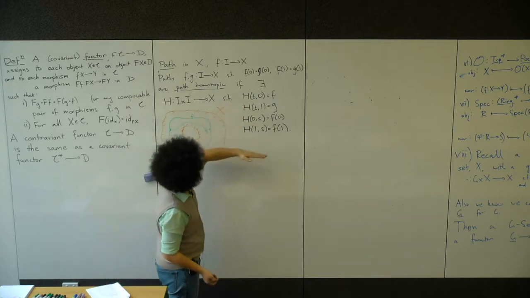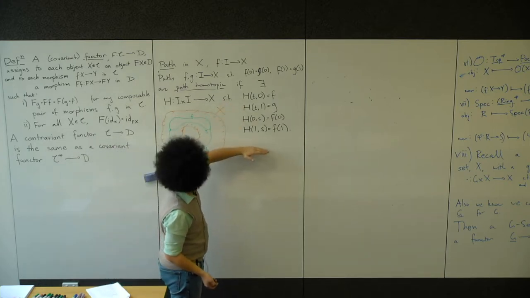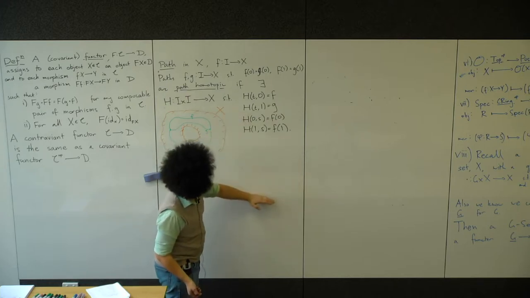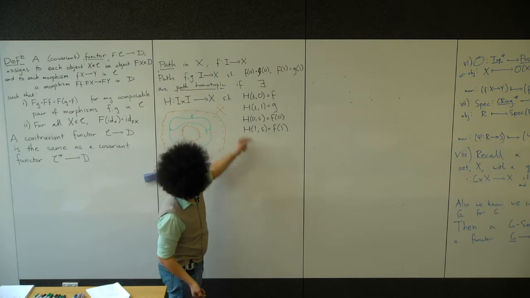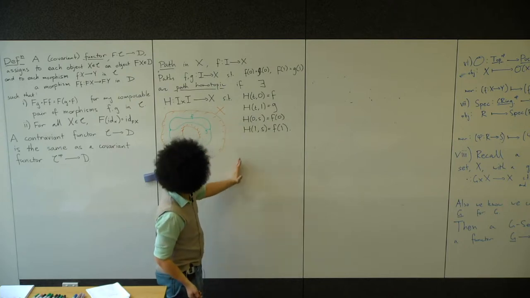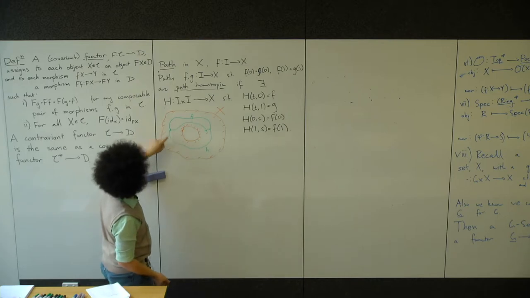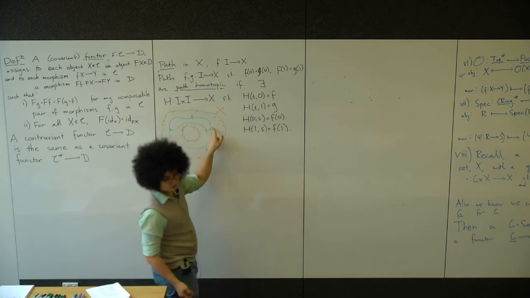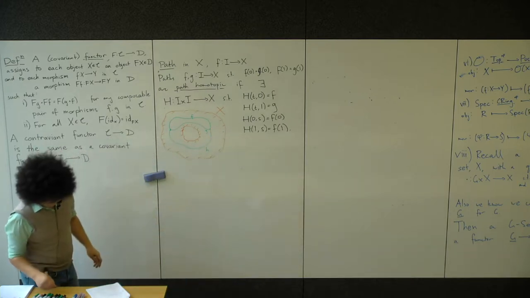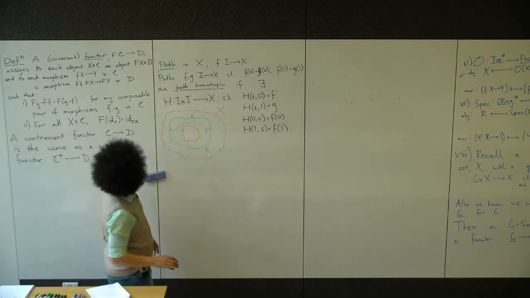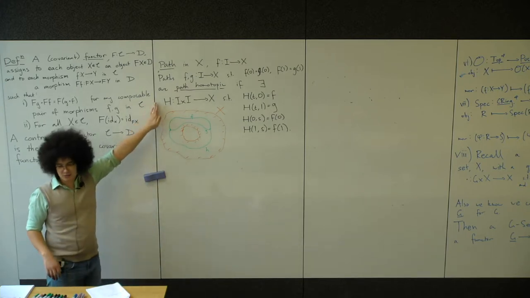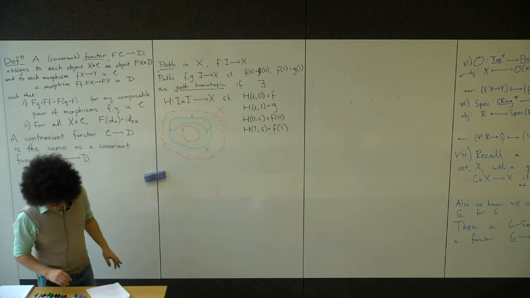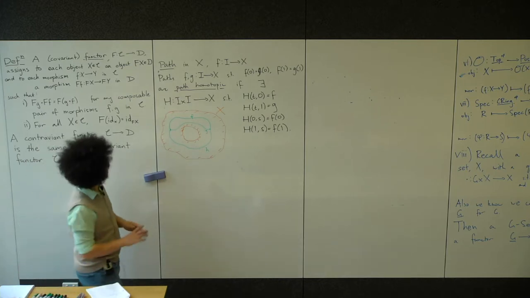This condition says that one edge of the square is mapped to where F is mapped to. This condition says that the opposite side is mapped to where G is mapped to. This condition says that this whole side gets mapped to this point. And this last condition says that the opposite whole side gets mapped to this point. All right, so what does this look like? Well, this is a map of topological spaces, which means that it has to be continuous.